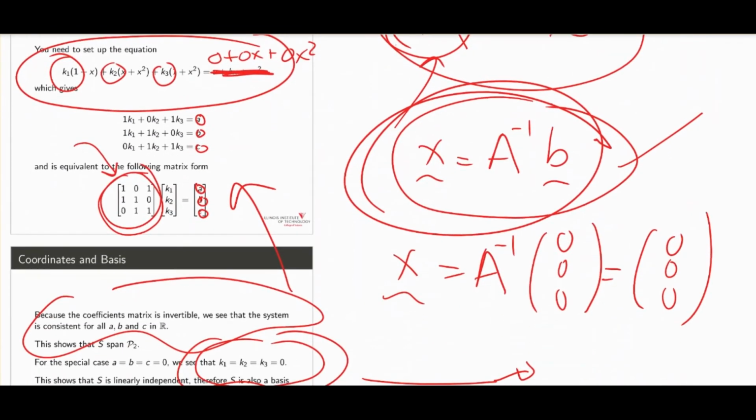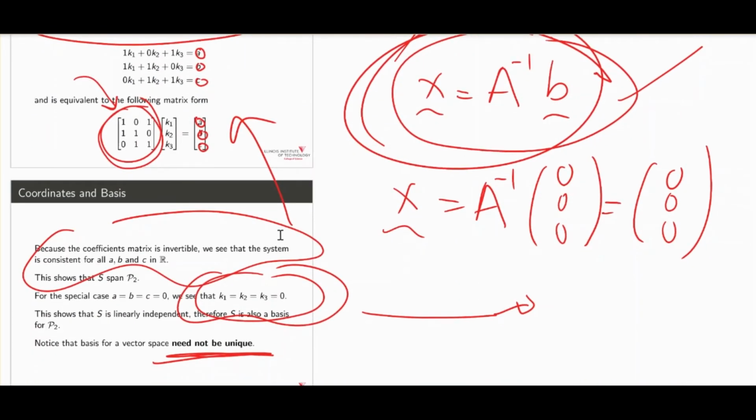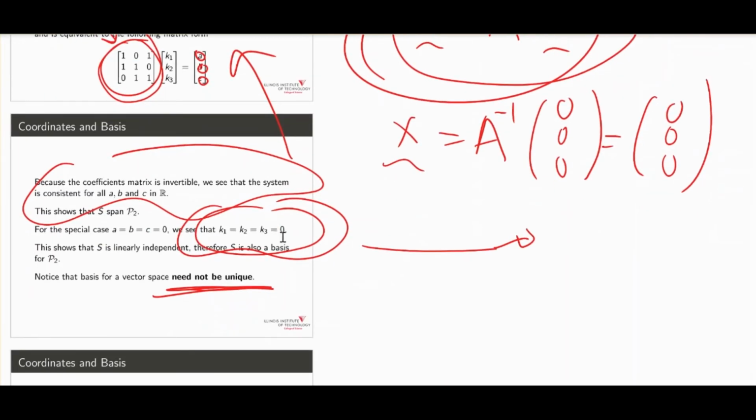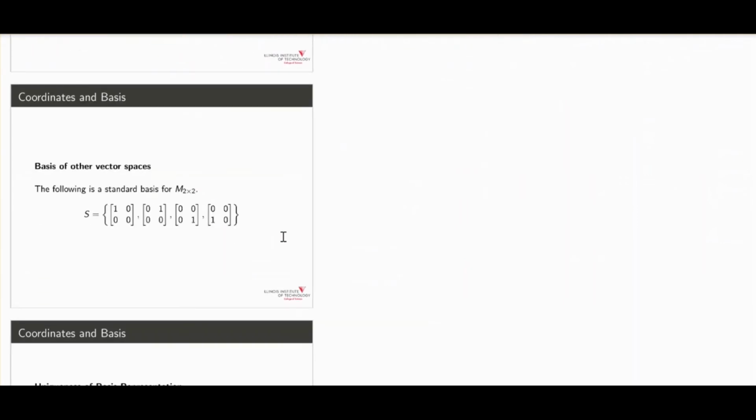In fact, we have infinitely many different bases for a vector space. So a basis need not be unique. This is one thing you should always remember.